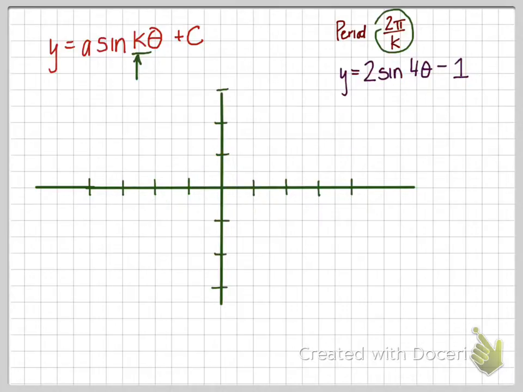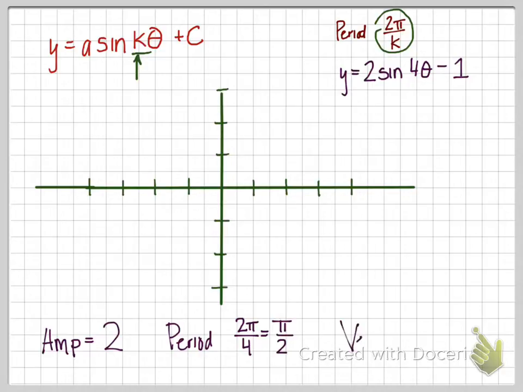Now that we've seen changes in amplitude, changes in vertical shift, and changes in period, let's put everything together. When you do have a problem that is this complicated, you do want to take notes. Right now for this problem, I know that my amplitude is 2. I know that the period is going to be 2 pi over k, so it's going to be 2 pi over 4. So my period is pi over 2. Don't get freaked out, they're just fractions.